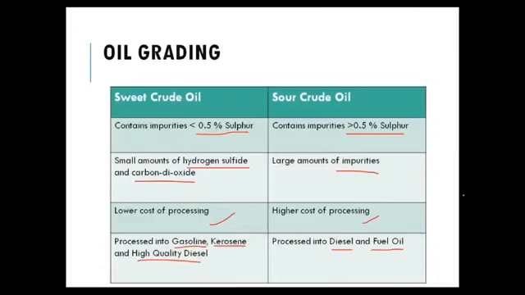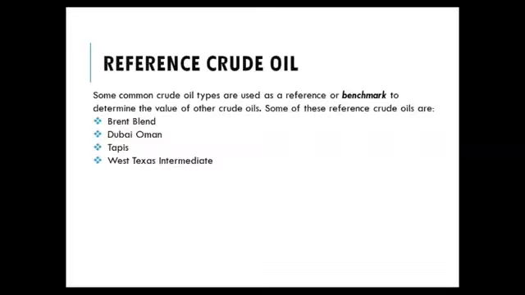This API gravity differs from one place to another, depending on where the crude oil is formed. As there are different countries and different locations where we get crude oils, they have come up with a standard reference crude. In order to measure anything, you need a reference. Similarly, for oil and gas products, we have reference crude oil, a benchmark.